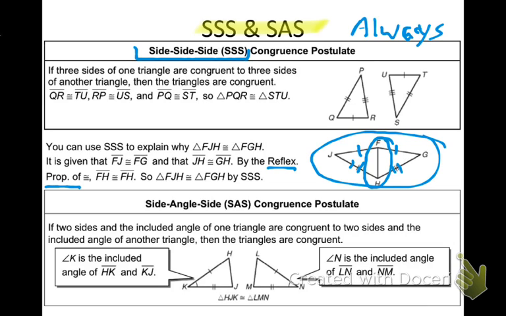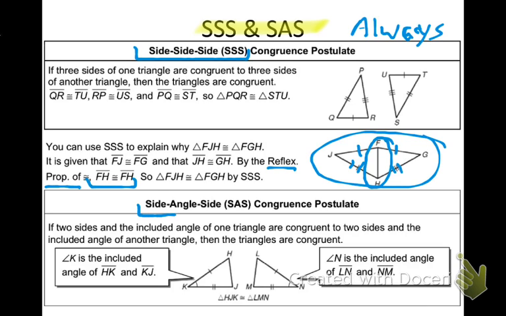Reflexive means it's the exact same thing. And when we get this, students are like, whoa, how can you get that? No, it's the exact same line. It's going to be congruent to itself. It is itself. FH is congruent to FH. They can share a line. That's okay. Whenever they share a line, it makes it pretty easy because then you know for sure that one has to be the same. We call that the reflexive property. If you want to just say it's the same line, it's the same thing.